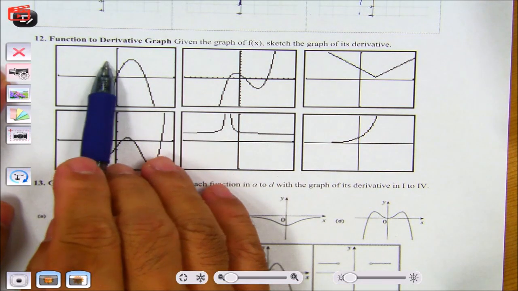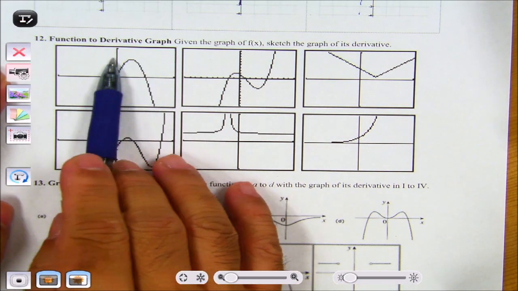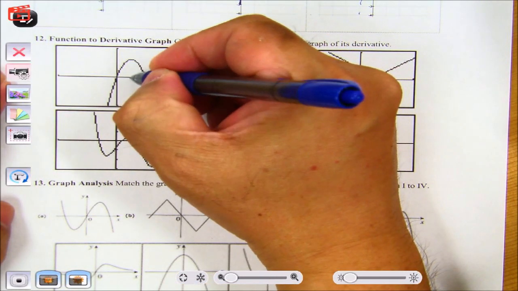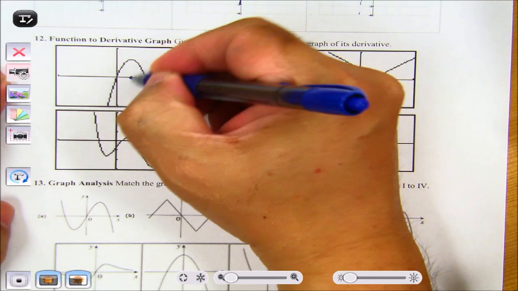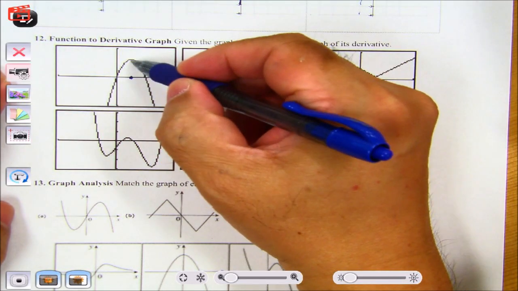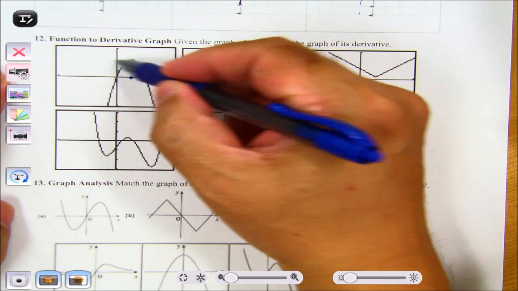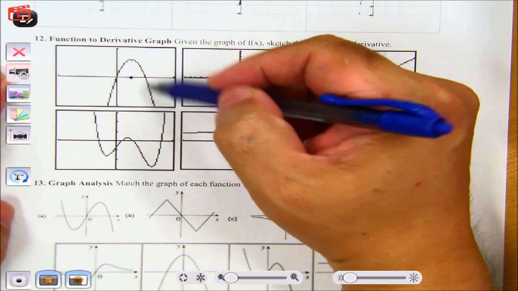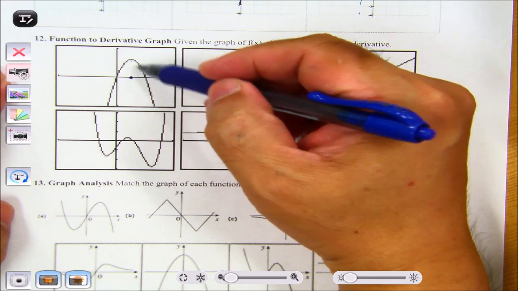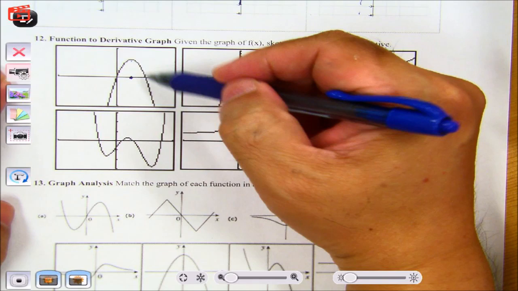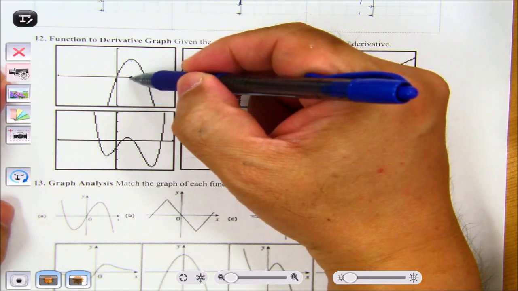So here, let's look at this part right here. What's the slope right here? 0. So that means the derivative will go through the x-axis there. For x equal to that value, the derivative will be 0 because the slope of the function is 0. Now, to the right side of this x value, what kind of slopes are those? Negative slopes. So that means it's going to be below the x-axis.